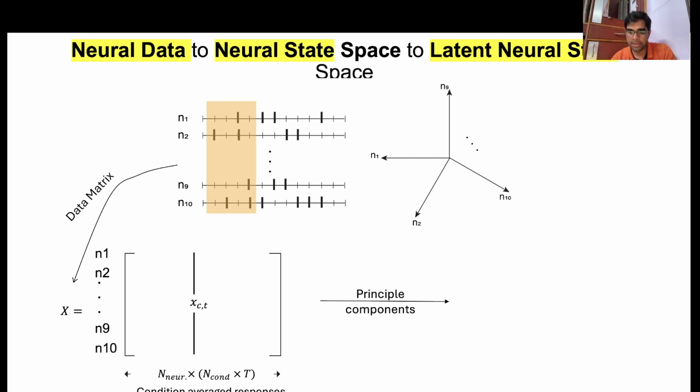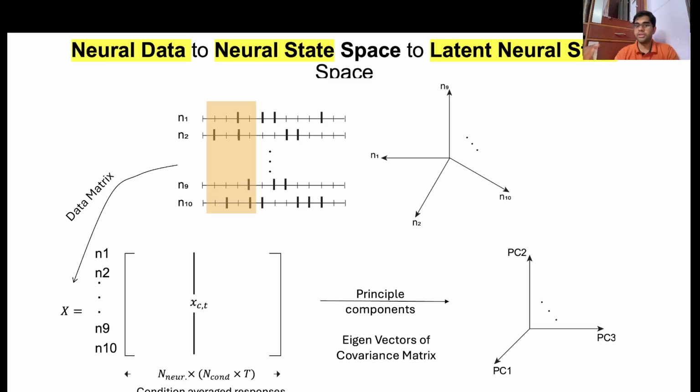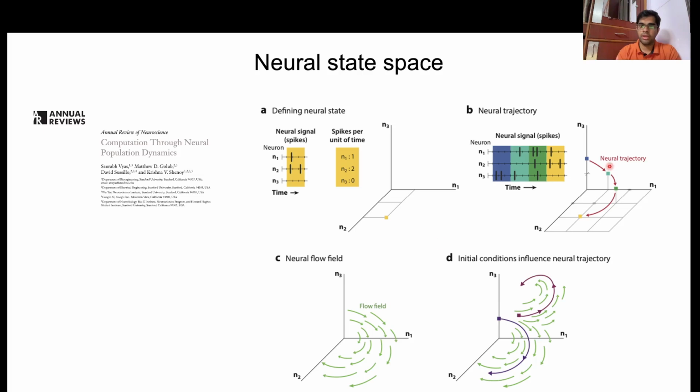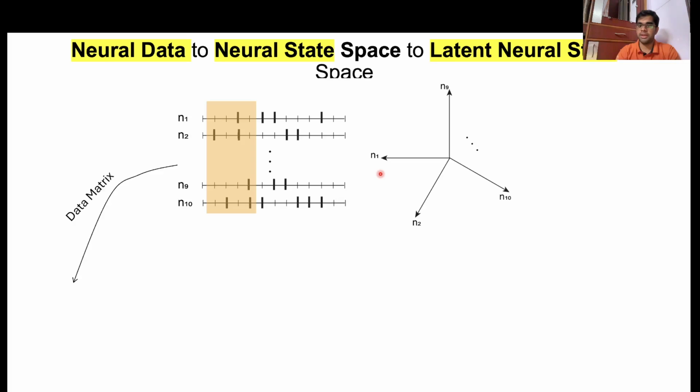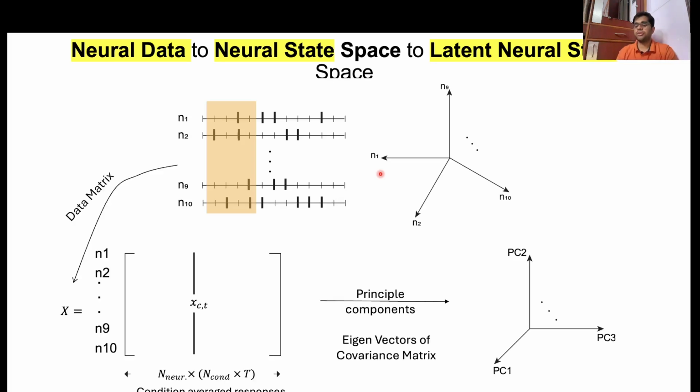Once you apply principal components, that is, you find the eigenvectors of the covariance matrix and then project each of these points onto each of these axes, which results in a 3-dimensional coordinate system. Now it is similar to what we saw previously. Instead of using neural space, we are using a principal component space. There are many techniques for dimensionality reduction, and principal component analysis is one way.